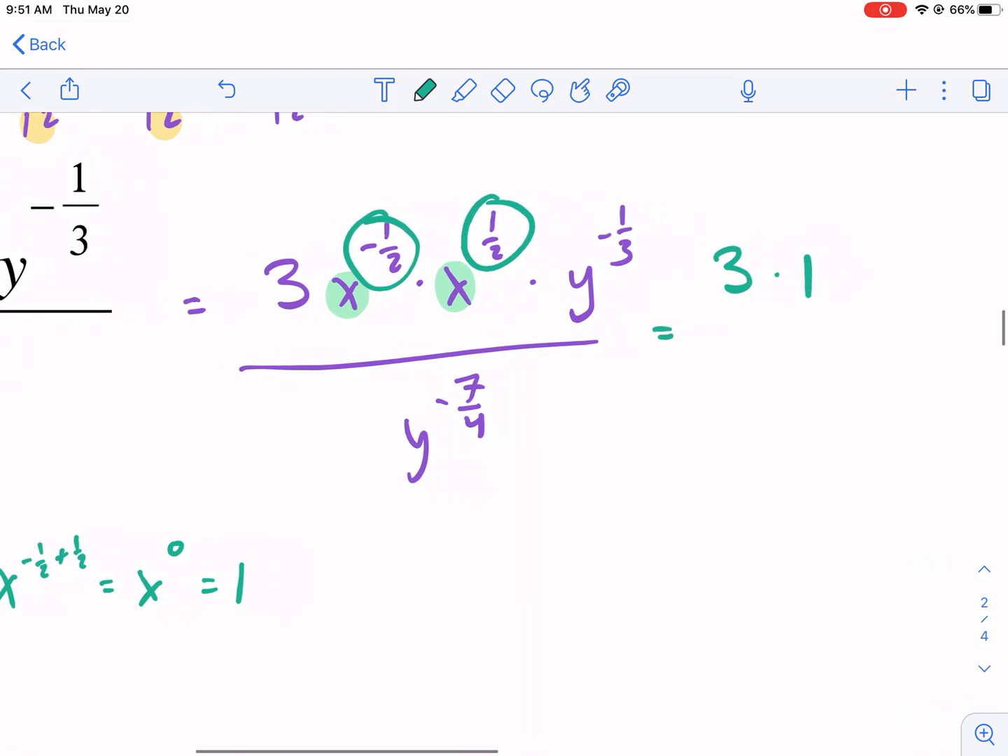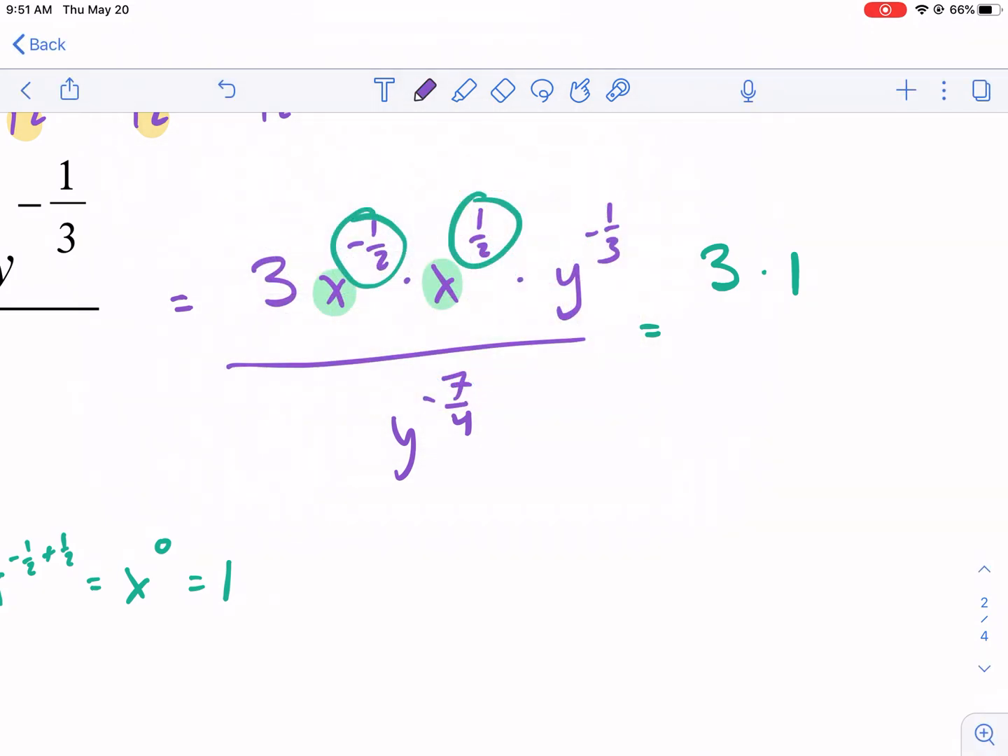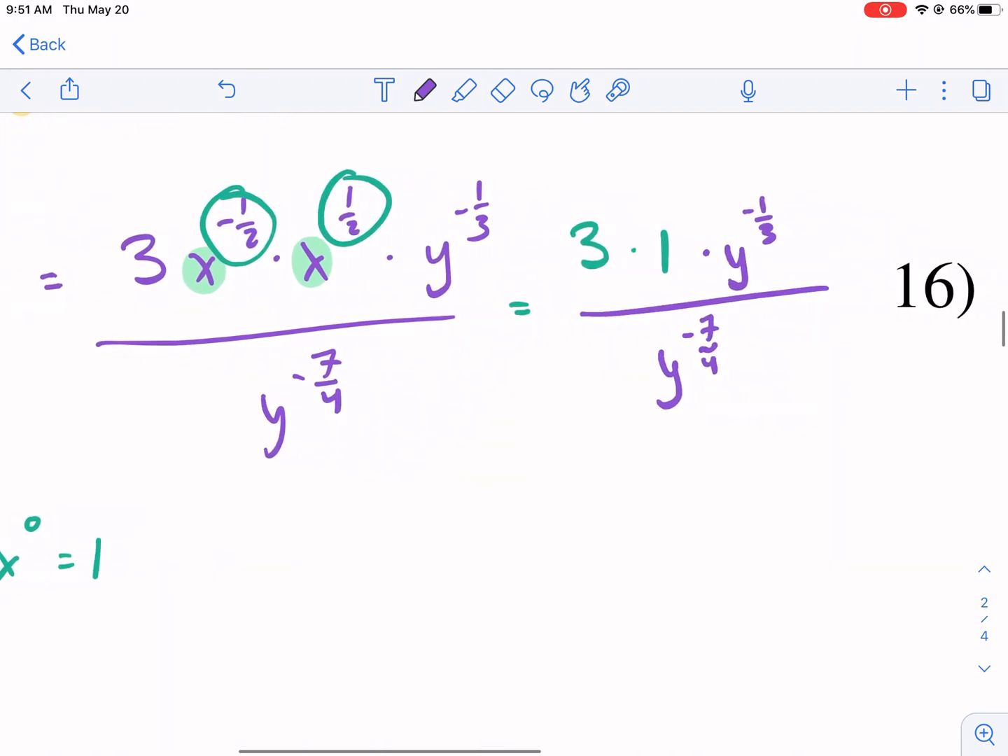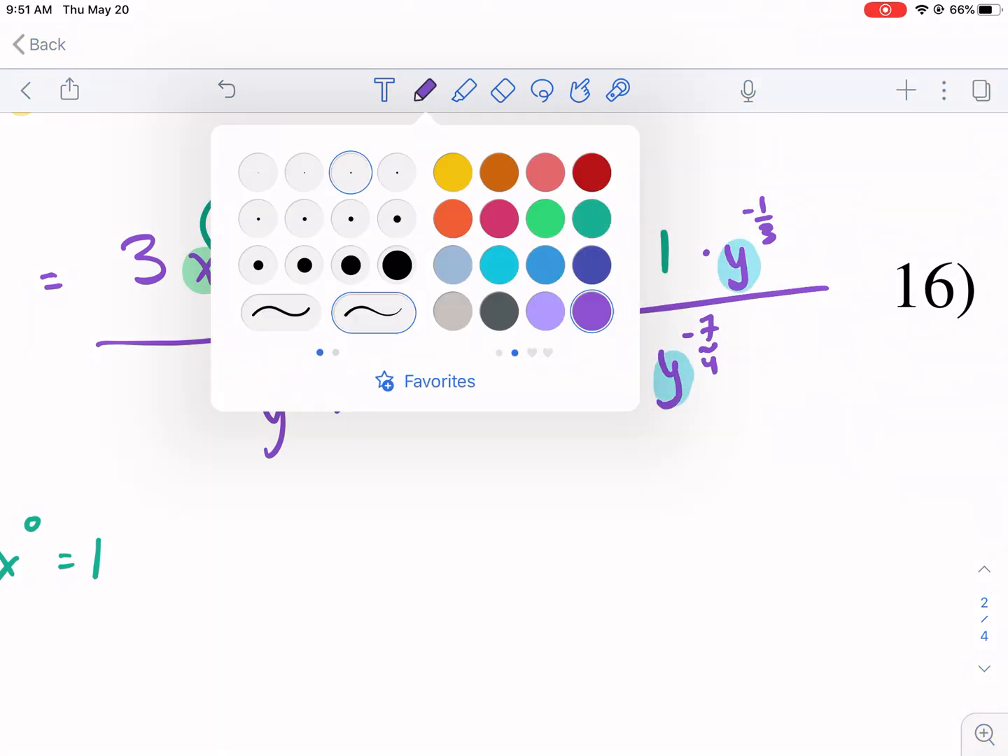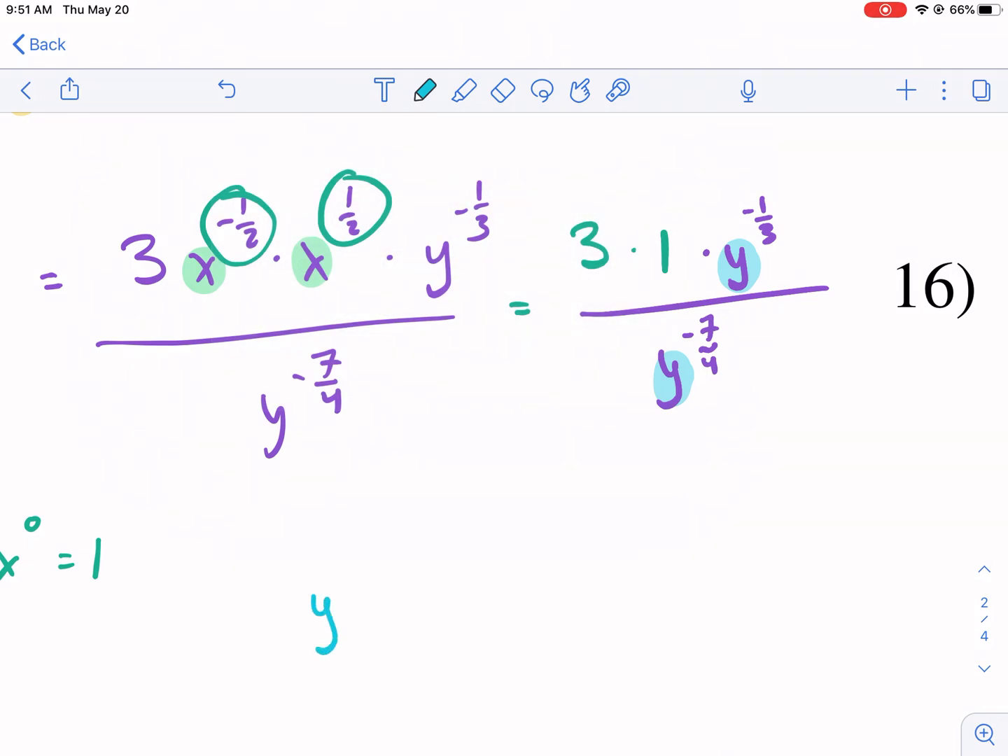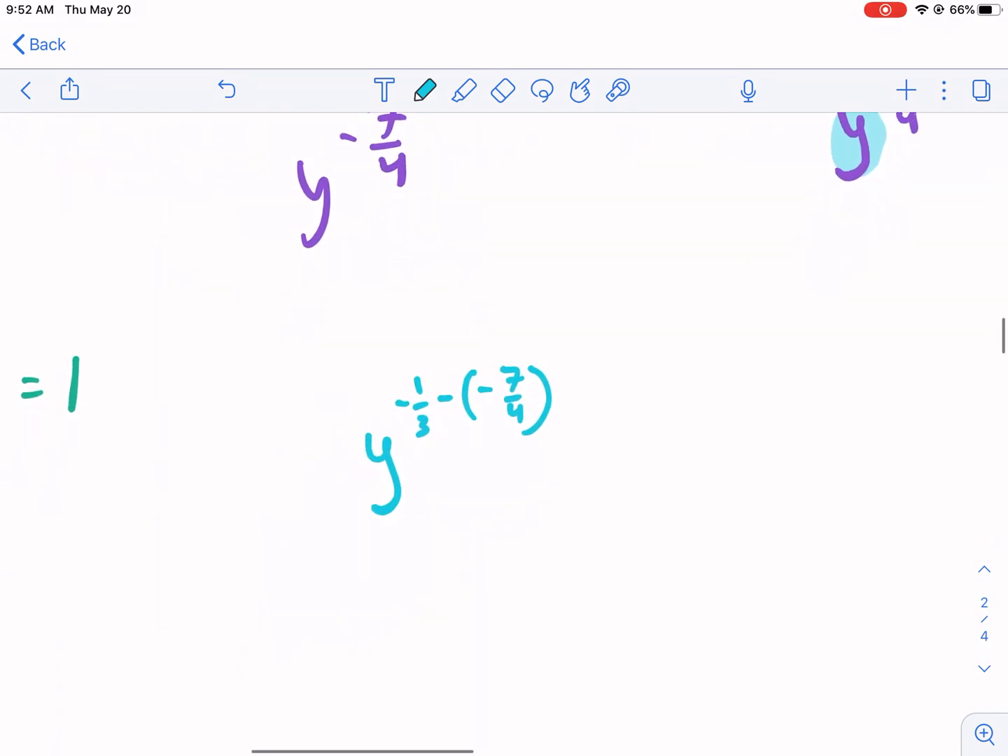I'm going to write times 1, even though I'm going to get rid of it later. And then I have times y to the negative 1/3 that I still need to take care of over y to the negative 7/4. Okay, now we need to simplify these y's. Now, if there's division, that means we're subtracting the exponent. So we have y to the negative 1/3 minus a negative 7/4. That gets tricky when you have a minus minus, okay? This means divide, when you have a fraction. So if we're dividing, we're subtracting powers. y to the negative 1/3 minus 7/4.